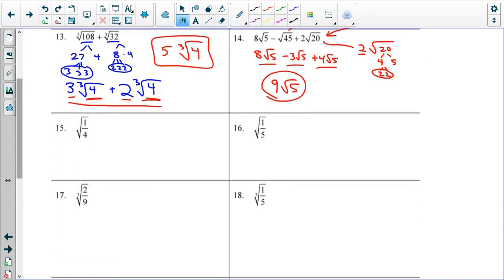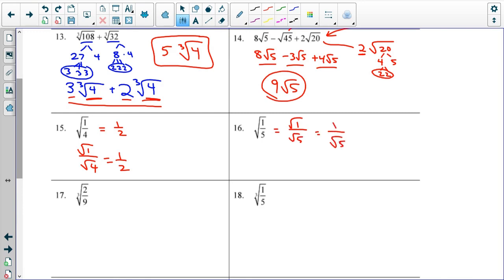Number 15, the square root of 1/4 is 1/2. I don't need to do a whole lot of difficult calculations there because the square root of 1 over the square root of 4 is just 1/2. However, if I have something like 16, square root of 1 over square root of 5 is equal to 1 over the square root of 5.